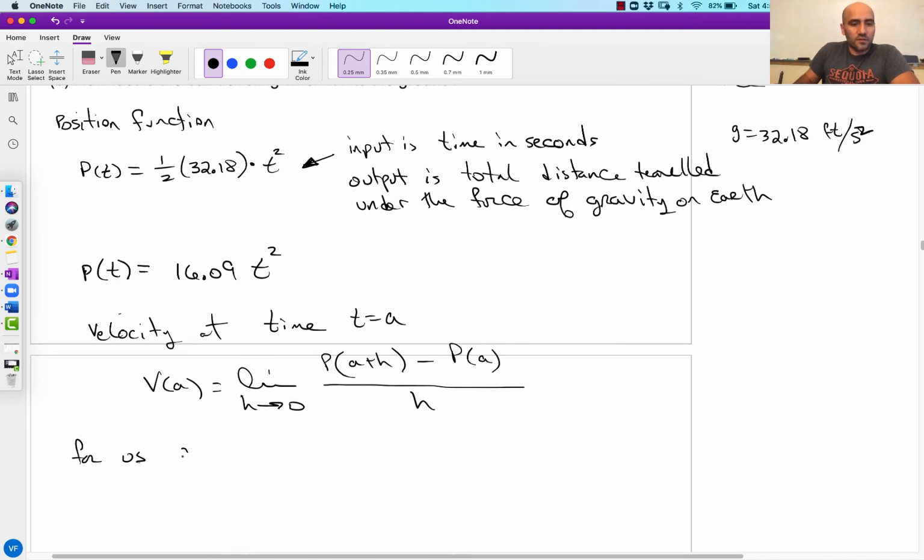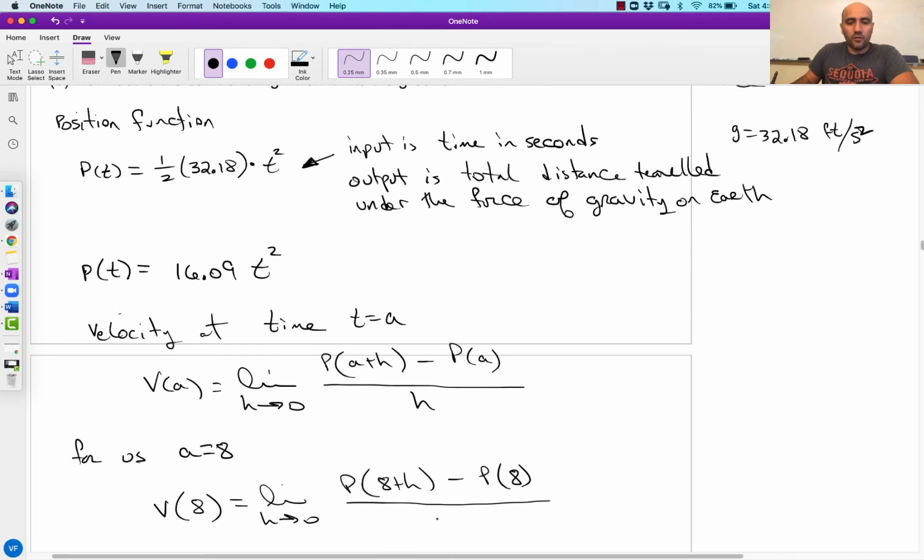For us, a equals 8. So we're interested in the velocity at time 8 seconds, and this is going to be equal to the limit as h goes to 0 of p of 8 plus h minus p of 8, all over h. Okay, so now we just use our function and evaluate it at this point, and remember our goal is to figure out what this limit is.